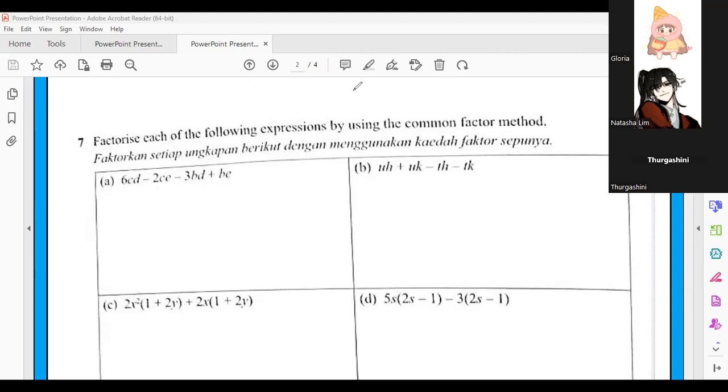Yes, Durgashini, we can take out just the 2 and still leave it. It's still factoring a number. Hold on, girls. I need to check again. What's the question? Number 7. Yeah, it's CD. I'm getting so blind already now. Yeah, it's CD. Okay, it's 6CD, 2CE, 3BD and BE.